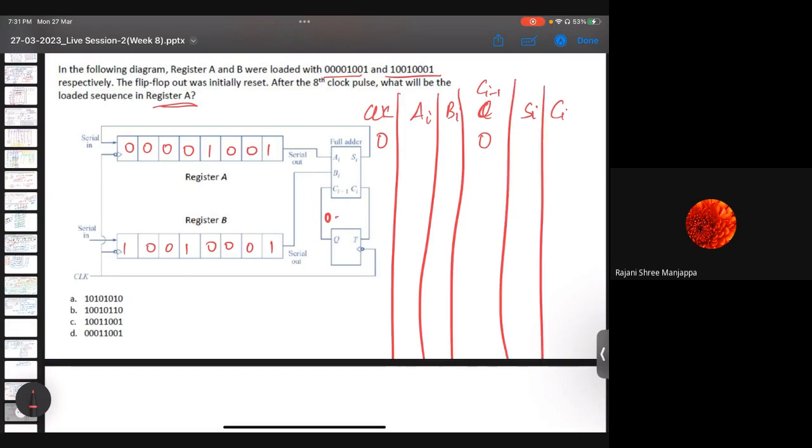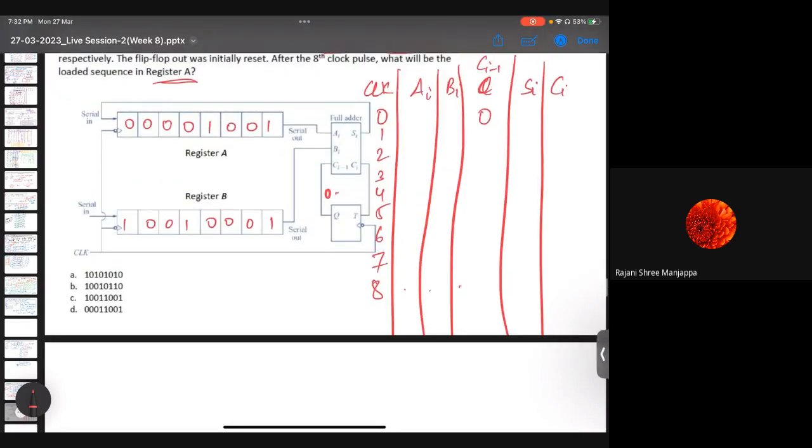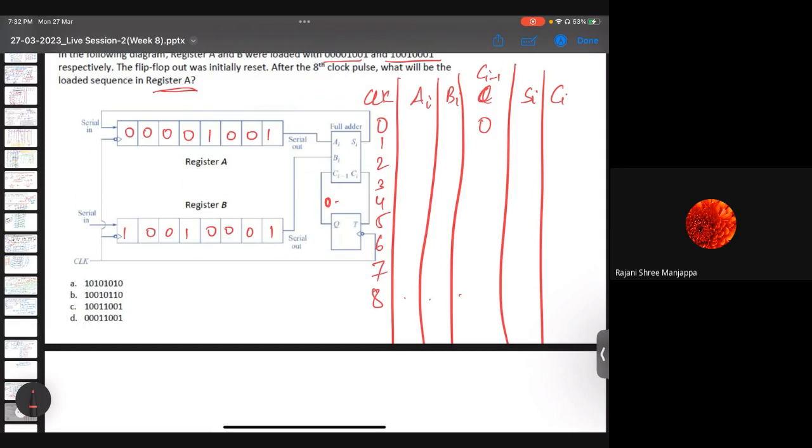Is it fine with everyone till here? 3, 4, 7, and then 8. So after 8 clocks, it is asking what will be the output sequence. So I'll write the output sequence of every term. So A is initially, sorry, I'll write it in the backward way. So first it will go 1, then 0, then 0, then 1, then 0, 0, 0, 0. There is 1, 0.